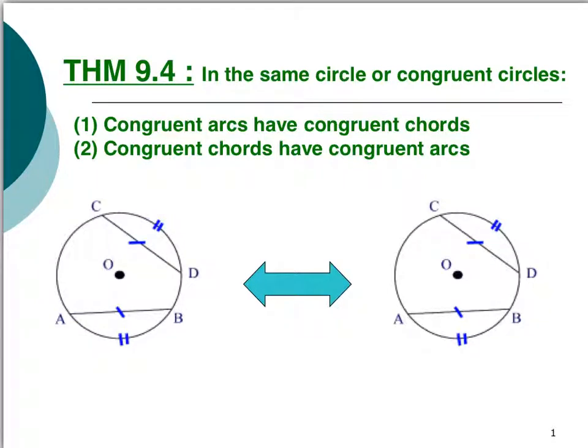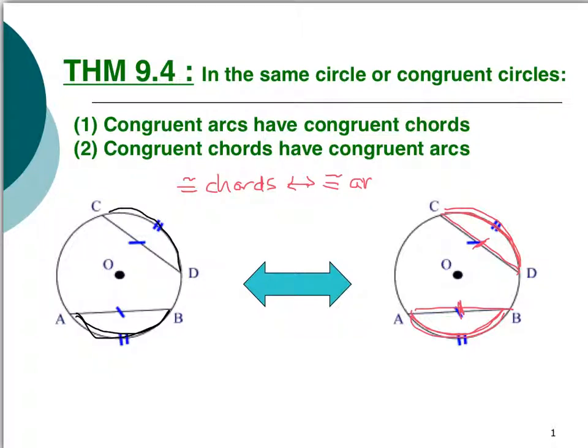So the first one kind of makes sense. If you have congruent chords, that means these chords are the same length, which kind of makes sense that if they're the same length, the corresponding arc that is swept out by them should also be the same. And the converse is also true, that if you have two arcs here that you happen to know are congruent, then the chords that would go across those arcs will also be congruent. So it works both ways. So basically you can say that congruent chords, if and only if you have congruent arcs. Okay?